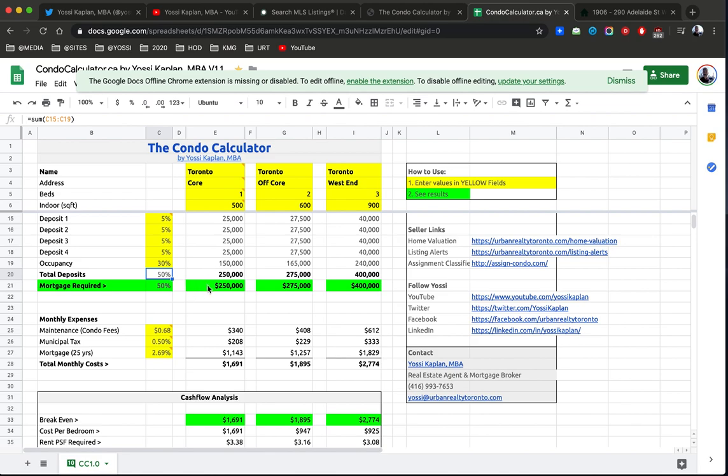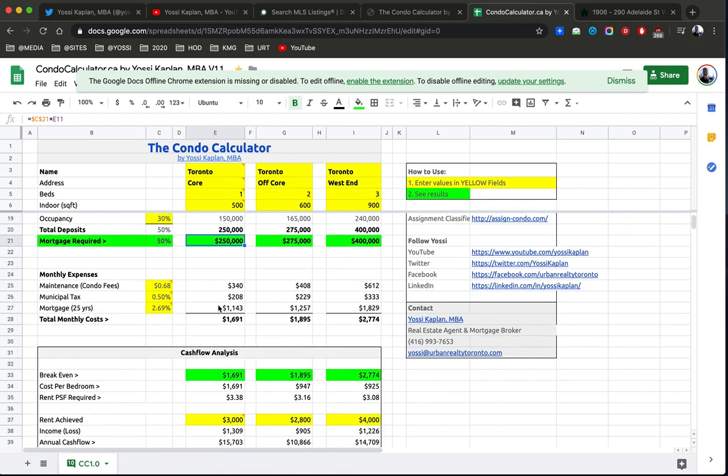Now, obviously, the total deposit is $250,000 here, $275,000 here, and $400,000 here. And you'd be surprised how many people can do this. The mortgage required is cut by half. So 250, 275, 400. The fixed costs, remember, the maintenance fees and the municipal tax are fixed costs. If I pay the whole thing cash, that's all I have to pay. If I pay half of the thing cash, now my monthly costs on the one bedroom is $6,091, $1,895 for the two bed, and $2,774 just under $3,000 for the three bedroom.